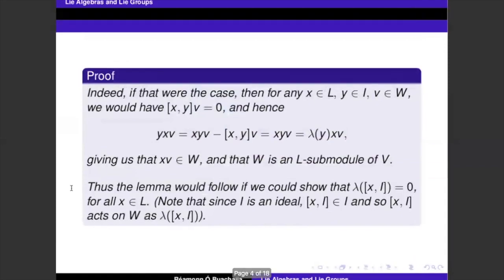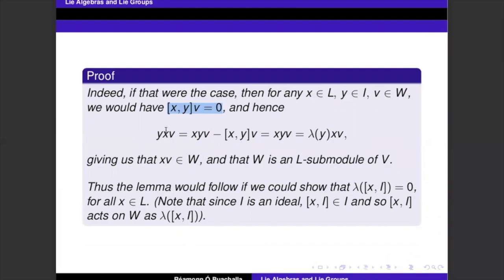Okay. So indeed, if that were the case, then for any x in L, any y in I, and v in W, we would have that x by y and v is equal to 0. So that's the assumption. The condition here is just notation for this identity holding for all elements of this form. Now, if that is the case, then let's look at y operating on xv.